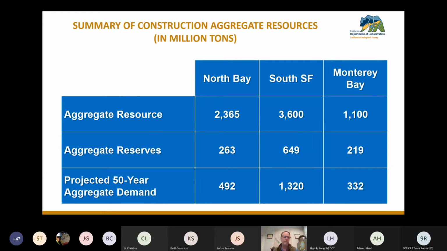Here's the results of our reports for that area. You can see the resources we have identified are significant. There's lots of them. The reserves, though, are very low amounts. And then our demand is significant. It's greater than the reserves we have for all three areas. And so we need to consider, okay, how are we going to address that? Permitting additional resources, exports, imports, what impacts those are going to have. Tough decisions.